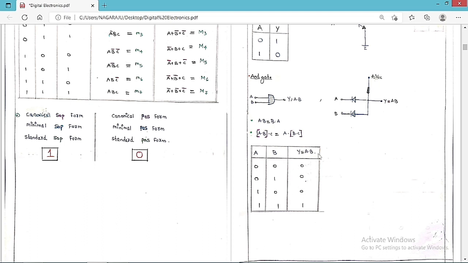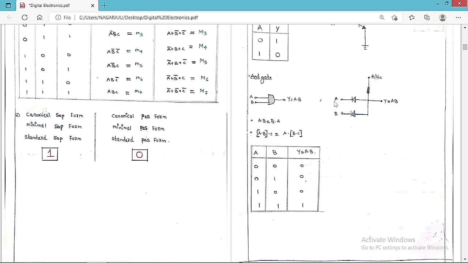Suppose I want to draw the circuit diagram. So this is the circuit diagram for the AND gate. You can see clearly this is the plus VCC, and this is a resistor. We are going to keep two diodes like this. This is A, this is B, and this is the output line.